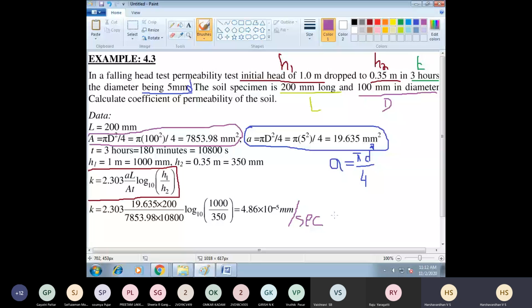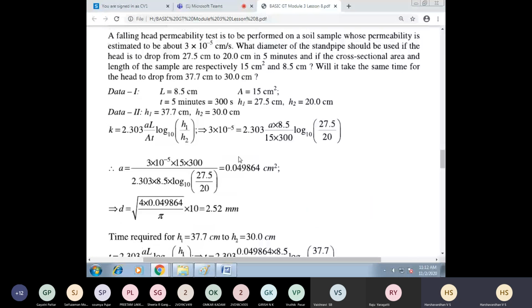If you are getting the same answer, please raise your hand. Okay, fine. So there were some more problems. We'll solve it in next class. So still one more problem remaining, we'll solve it in next class.